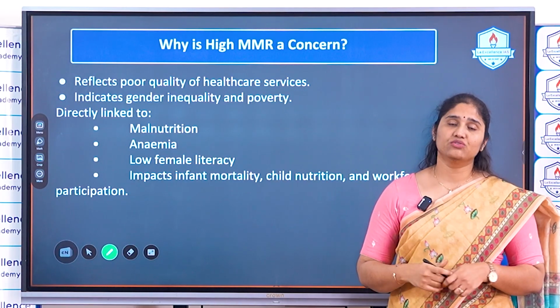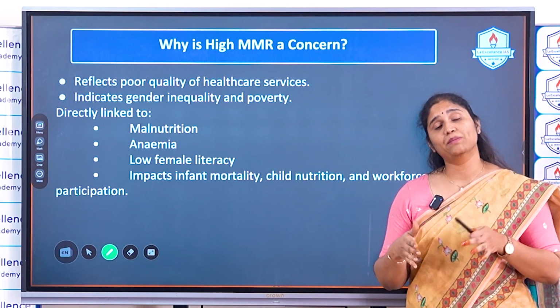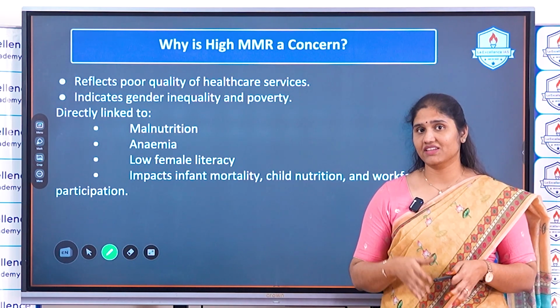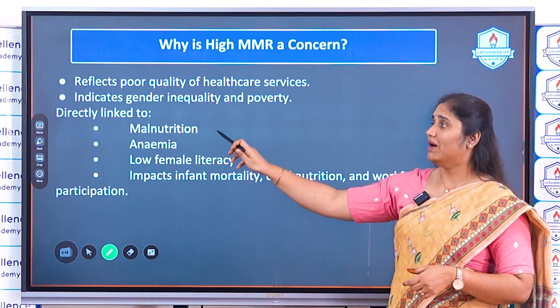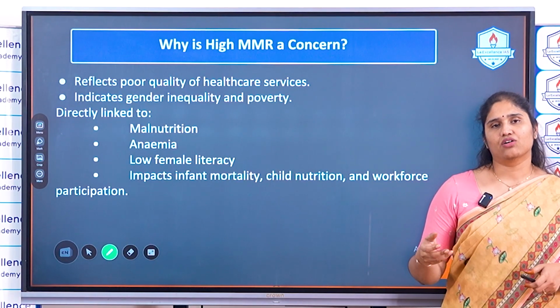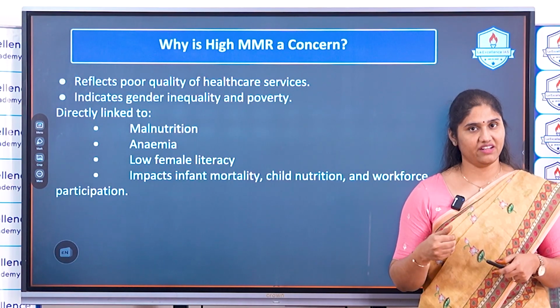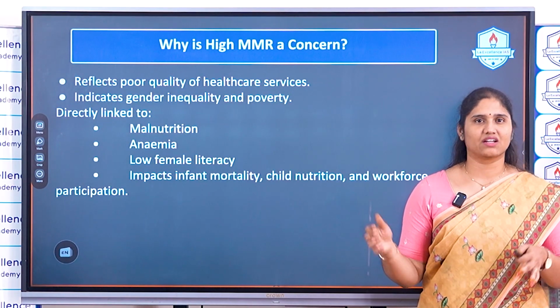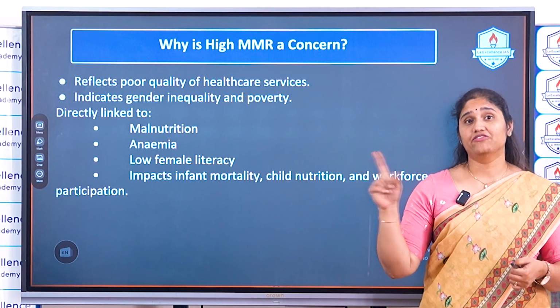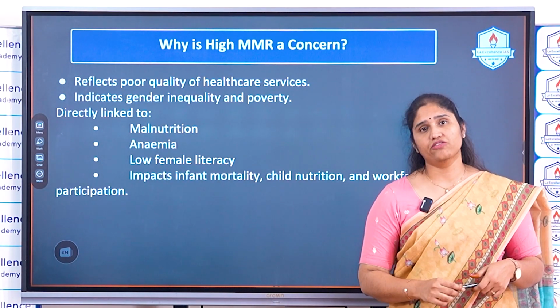Second, there is a large amount of gender inequality and poverty, and maternal mortality is also linked with certain conditions, for example malnutrition, anemia and low female literacy. According to a report, 57% of Indian women are anemic. A low amount of iron is present, and iron is a very important component for pregnancy. Then we have low female literacy.